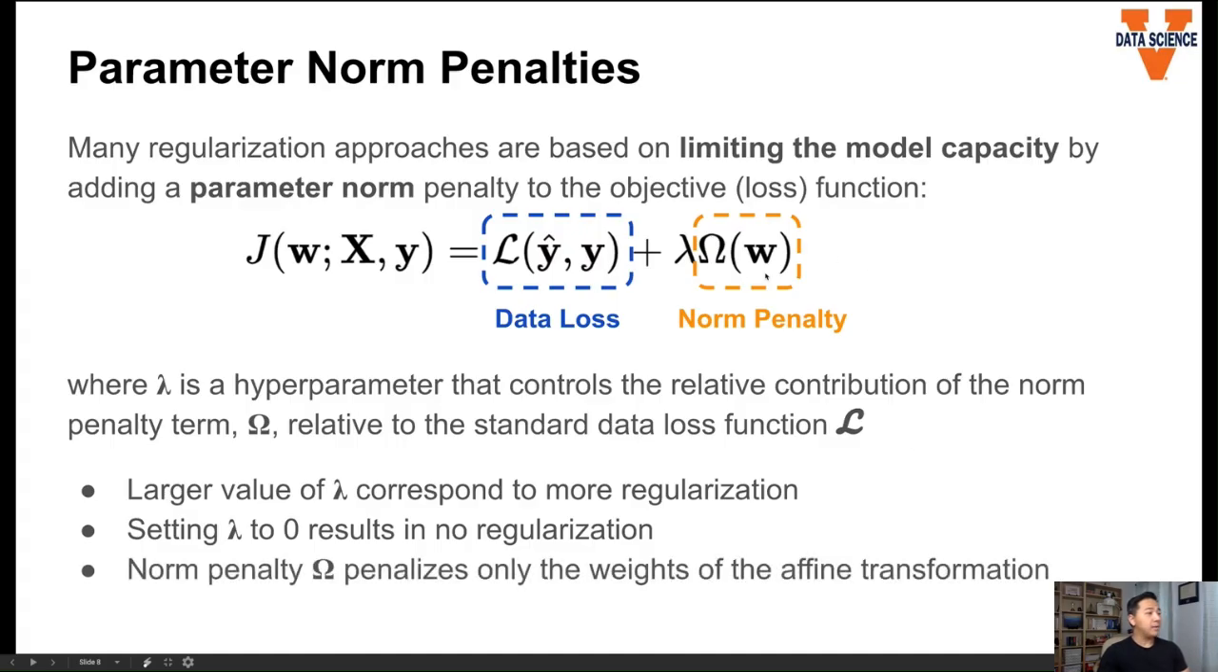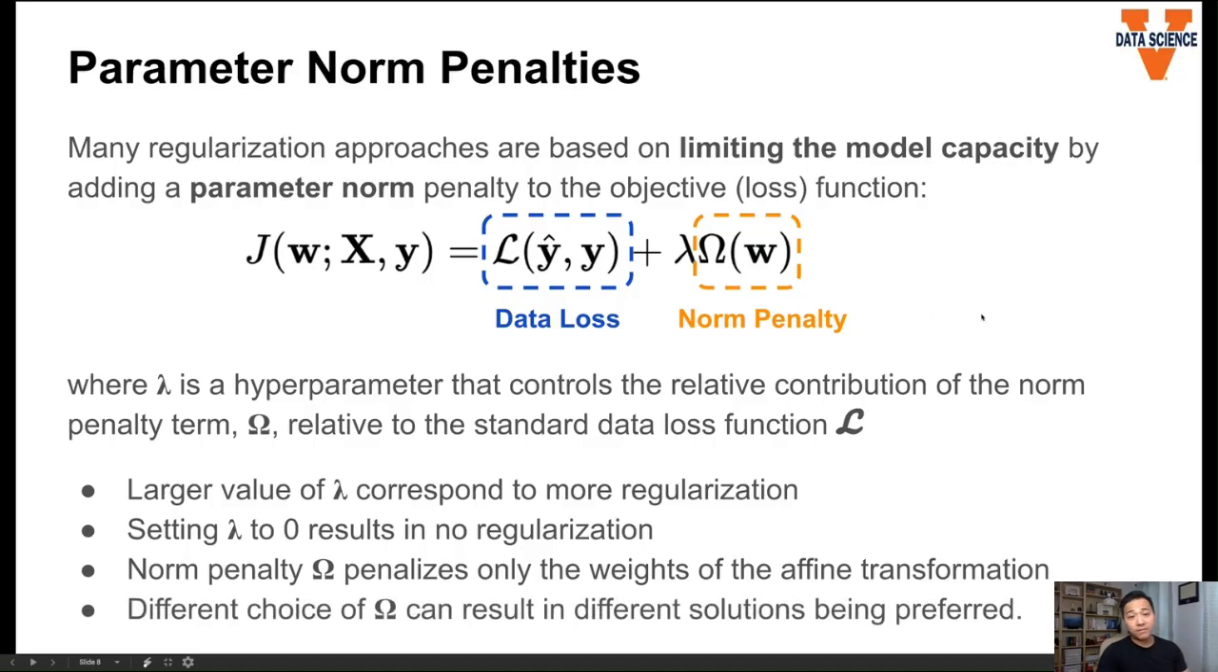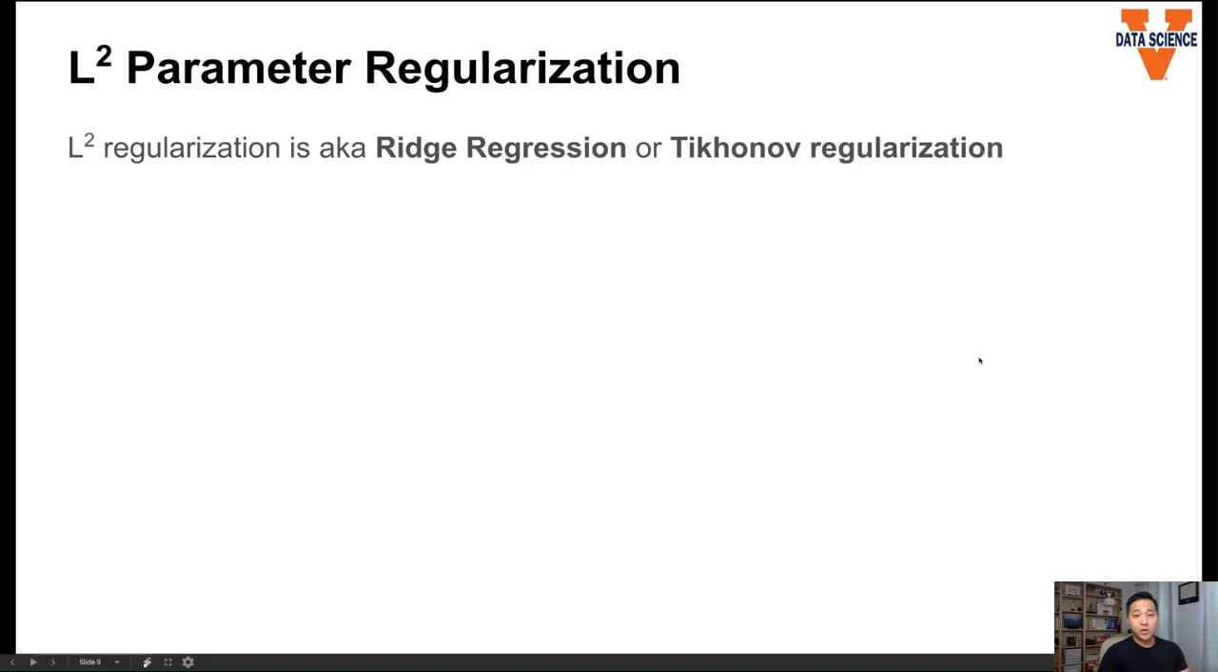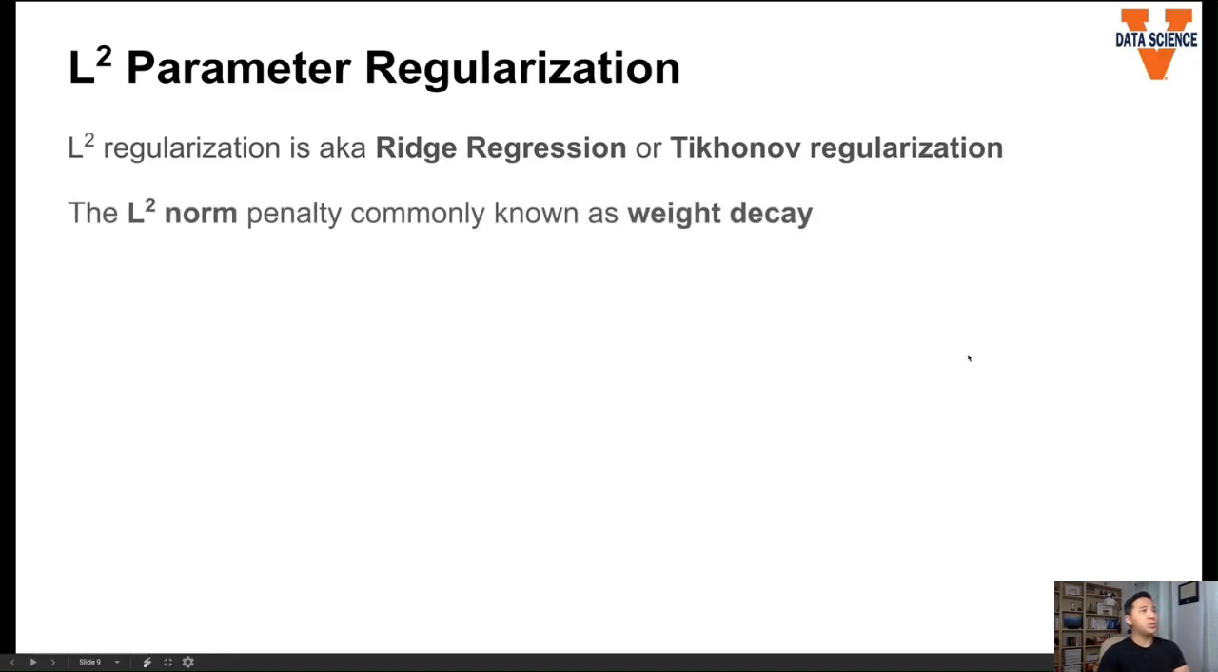The norm penalty function here penalizes only the weights in the linear affine transformation of the neural net, not the activation function. Different choices of the function big omega can result in different solutions being preferred. First we're going to cover L2 parameter regularization. It's also known as ridge regression, and the L2 norm penalty is commonly known as weight decay. You might have heard of these terms. Now you know what they mean.